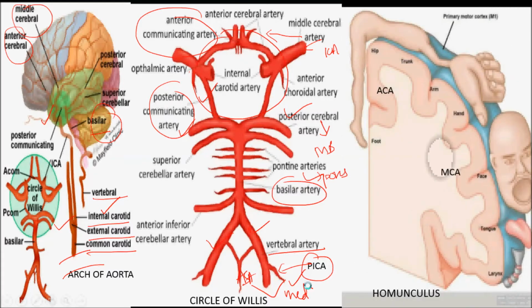Once we know that, let's talk about the homunculus. The homunculus is nothing but a topographical representation of the arrangement of the body parts upon the primary motor cortex, right? By knowing the homunculus, while looking at the signs and symptoms clinically, we can say which artery is involved.